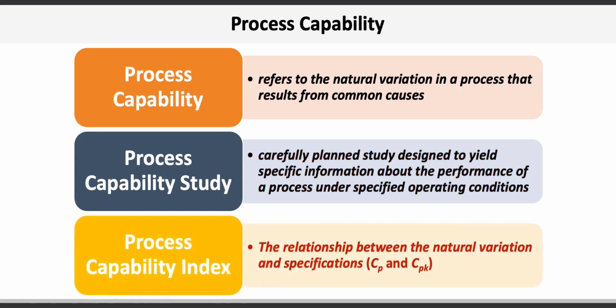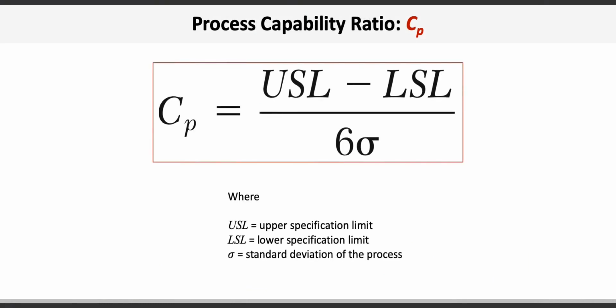Two common measures of process capability are the process capability ratio, Cp, and the process capability index, or Cpk. The process capability ratio, or Cp, is calculated as the difference between the upper and lower specification limits divided by 6 standard deviations. This is the range between minus 3 and plus 3 standard deviations on either side of the average. This is not meant to suggest that this is a 6 sigma quality program.